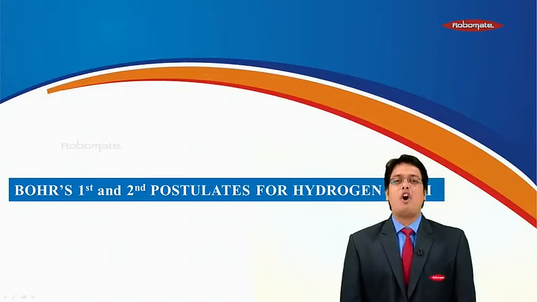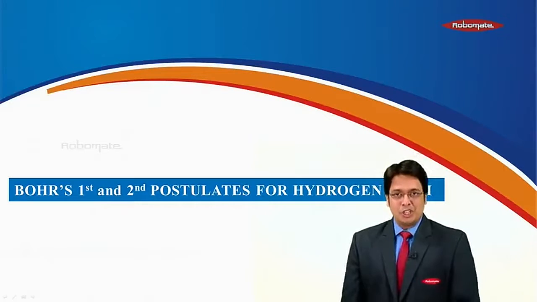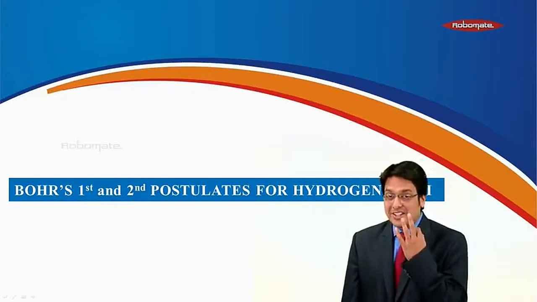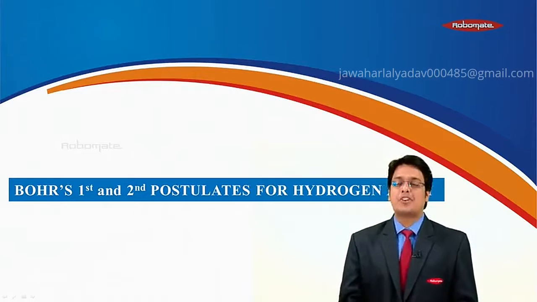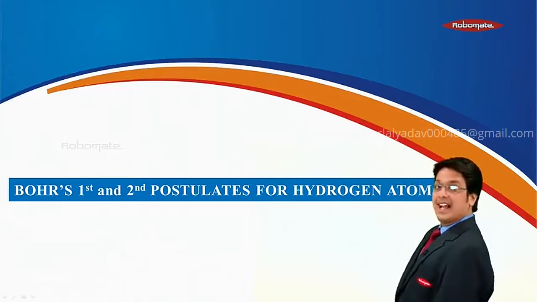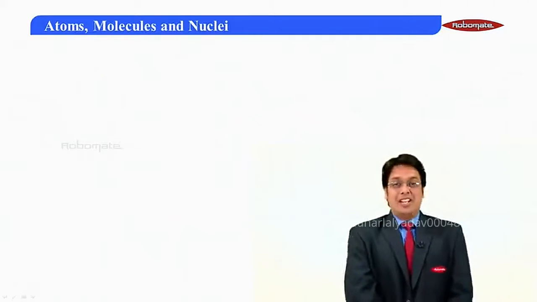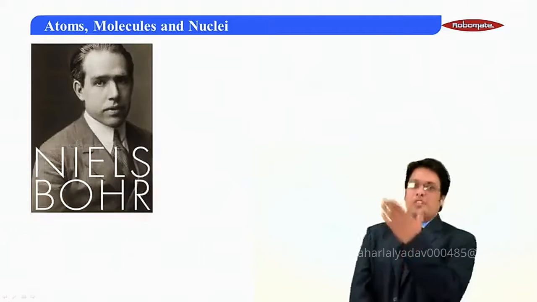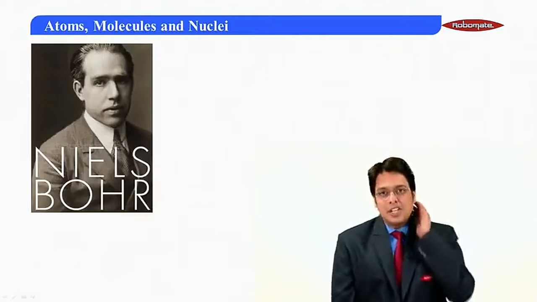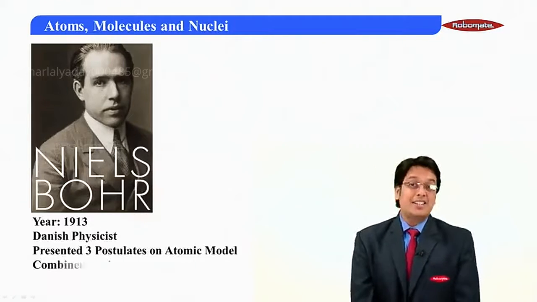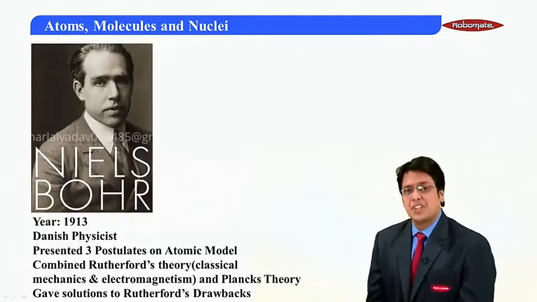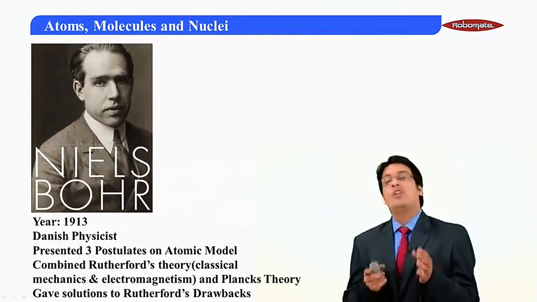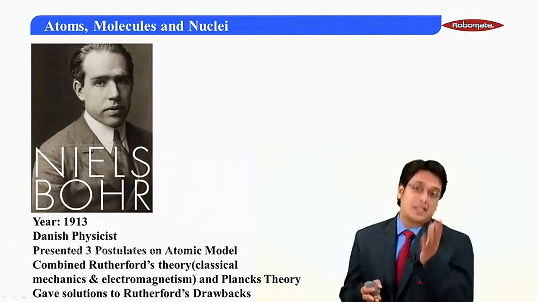The answer to Rutherford was given by Niels Bohr through his three postulates. And in this entire module, there are two postulates of hydrogen atom. Ladies and gentlemen, I'd like to present to you a very handsome fellow called Niels Bohr. In the year 1913, he was a Danish physicist, a dashing physicist, who presented three postulates. When you ask me what a postulate is, they are assumptions.